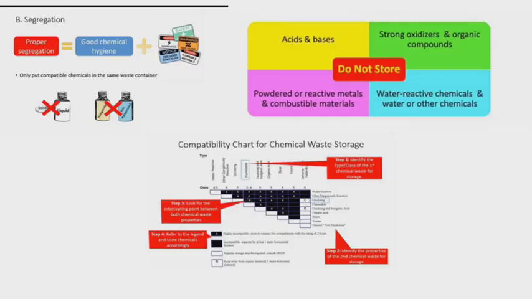Here is the flow sheet diagram of segregation, where we do not mix solids into liquids and halogenated into non-halogenated compounds, and we do not store acids and bases, strong oxidizers and organic compounds, powders or reactive metals and combustible materials, water-reactive chemicals and water or other chemicals. Here is the compatibility chart for chemical waste storage.